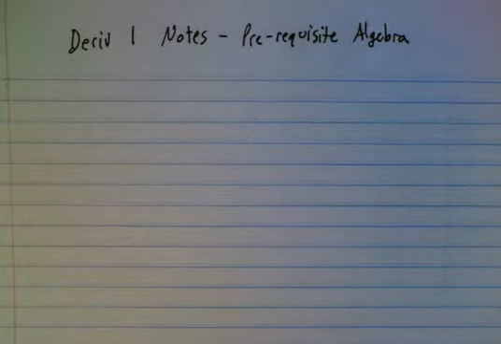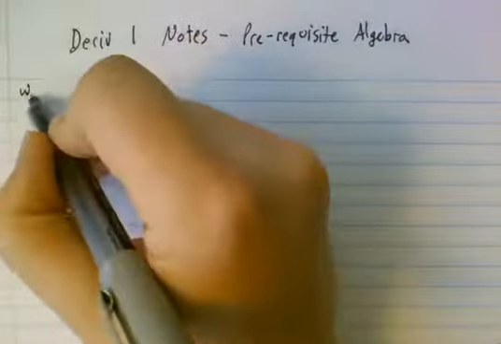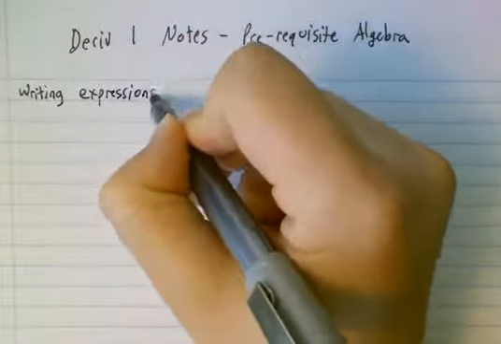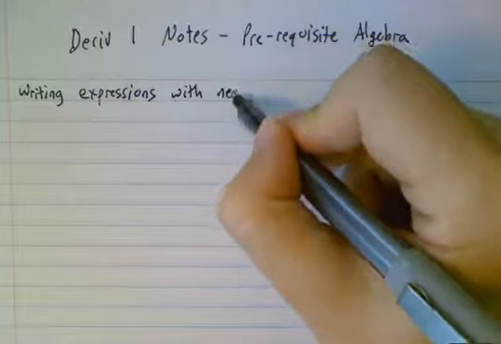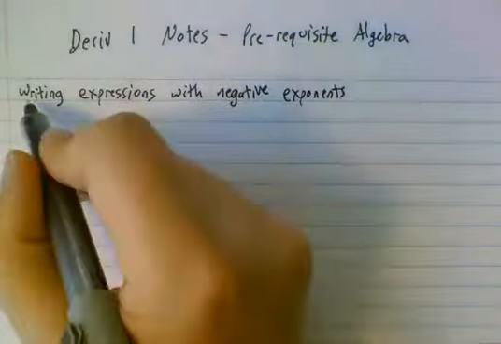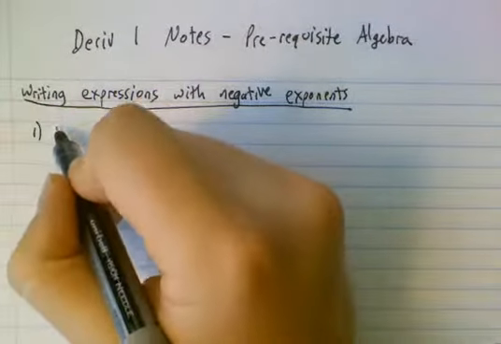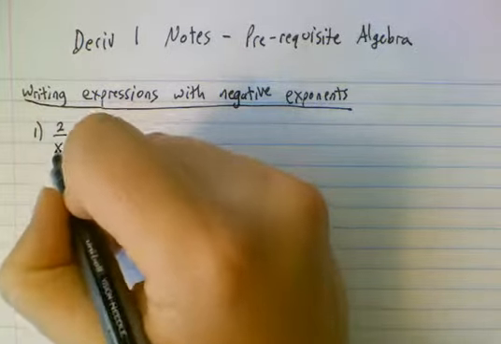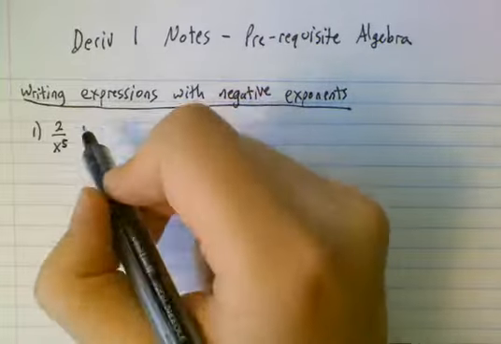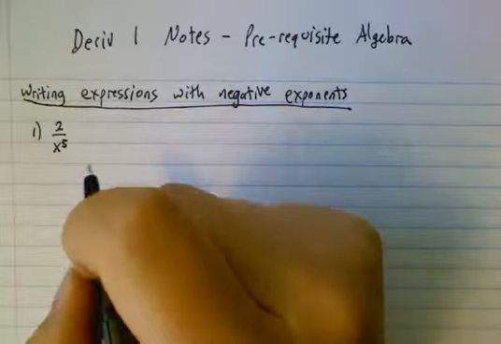basic derivatives. The first thing that we're going to review is simply writing expressions with negative exponents. Let's take the expression 2 over x to the fifth. A lot of the time during this unit, we're not going to want to have this fraction bar here when working with an expression. We're going to want to have just a plain old exponent.